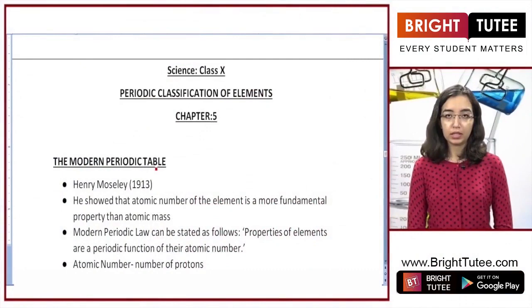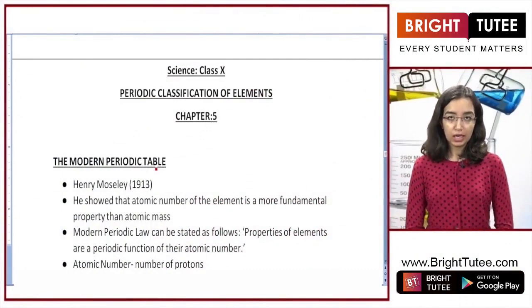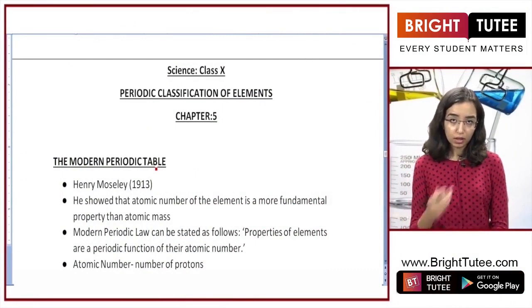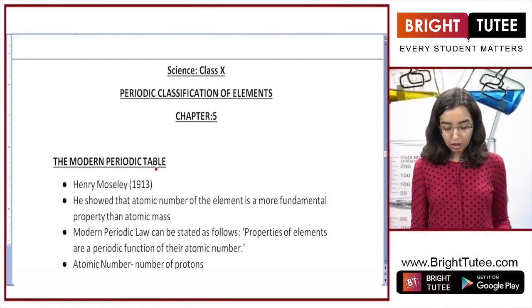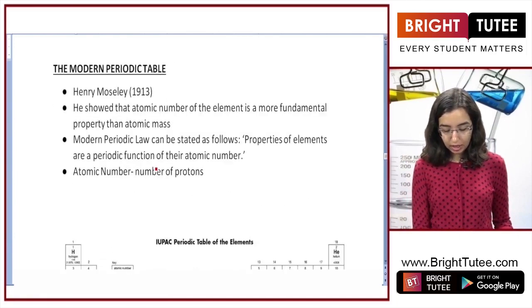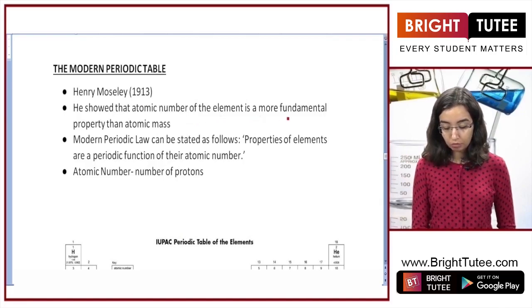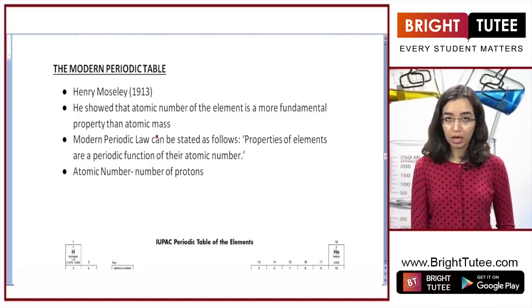Hello students, I am Shavika and we are continuing with the chapter Periodic Classification of Elements. After studying Mendeleev's classification, we now move on to the modern periodic table that we use in today's time. The modern periodic table was given by Henry Moseley in 1913. He showed that atomic number of an element is more fundamental property than atomic mass.